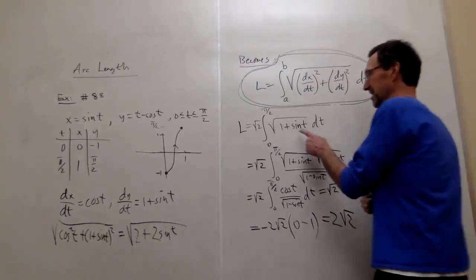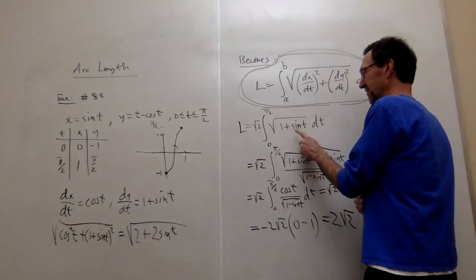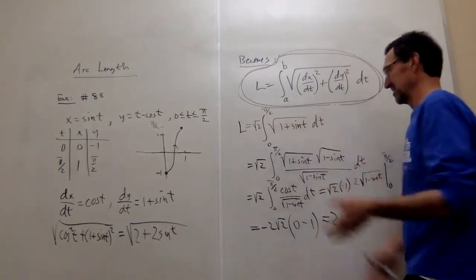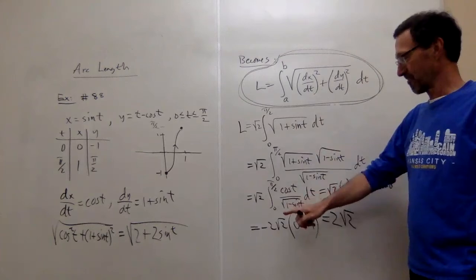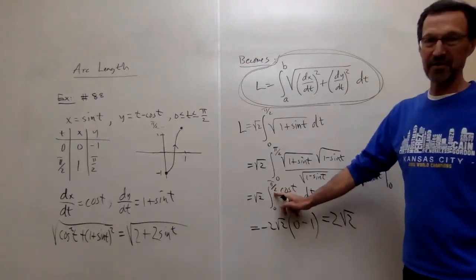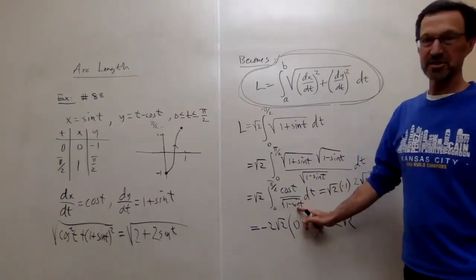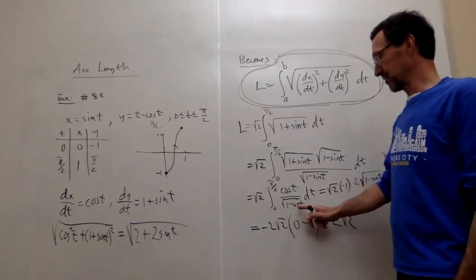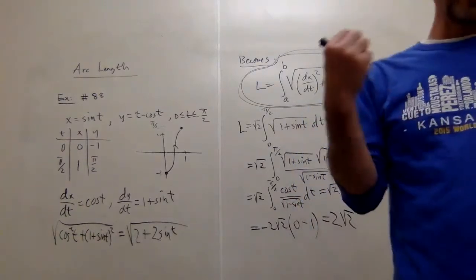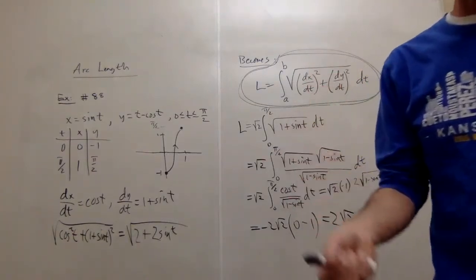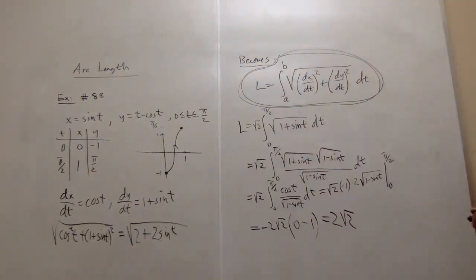This is a perfectly proper integral. This function, continuous, no issues. This is an improper integral because look what happens. As t approaches pi over 2, sine approaches 1. 1 minus 1 is 0. So at the upper endpoint, the function is zooming off to infinity. That makes it an improper integral.